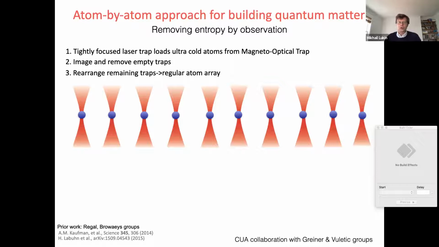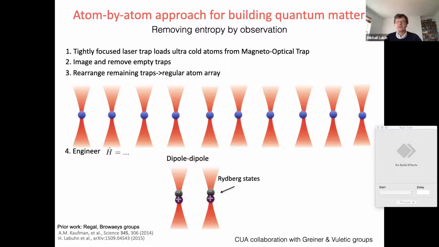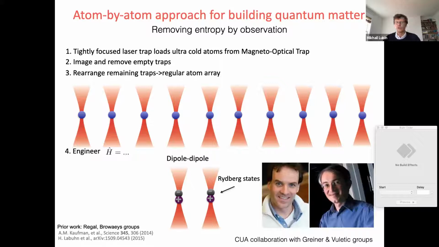So at this point, those atoms just don't talk to each other. The interactions between them are negligible. To engineer interaction, what we do is we excite these atoms into the so-called Rydberg states. These are states with large principal quantum numbers where the size of the atom literally increases by 100 to 1,000 fold. So atoms in these Rydberg states start interacting, and that's how we will, for example, execute quantum logic operations. This is actually a collaborative project of three groups: my group, a group of Markus Greiner, and a group of Vlad Vuletic at MIT.